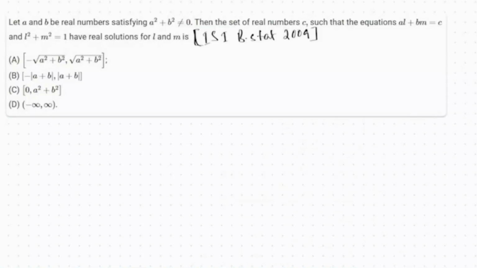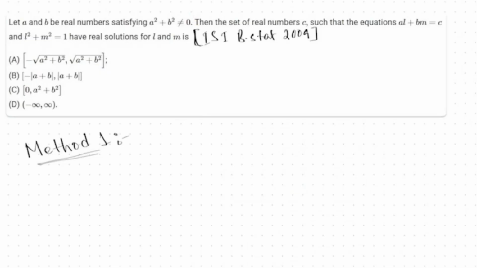So fellow math Olympians, today we are going to be looking at a previous year question of ISI B.Stat 2009 and the first method, which is using trigonometry, which most of you won't notice at first glance.